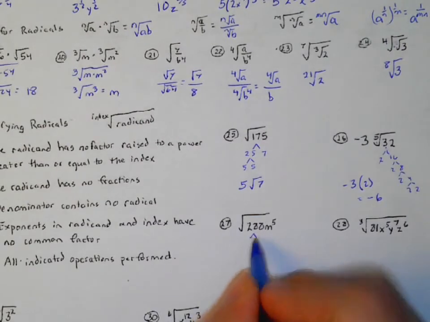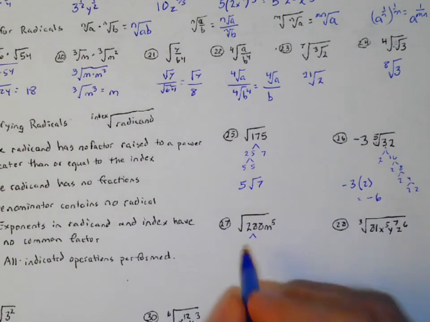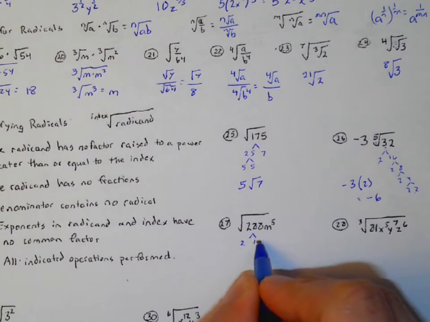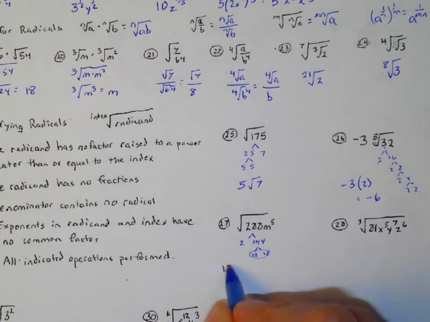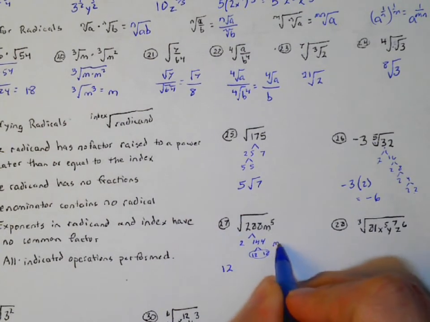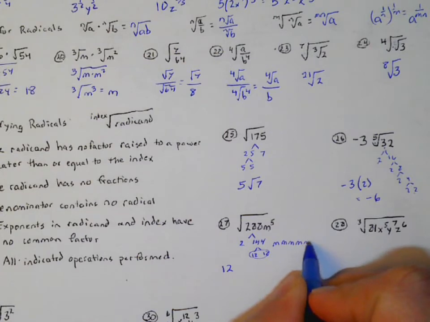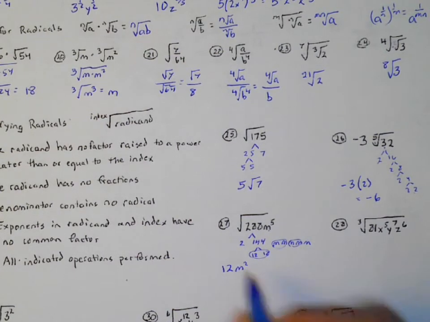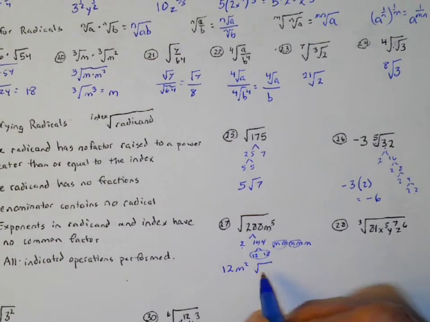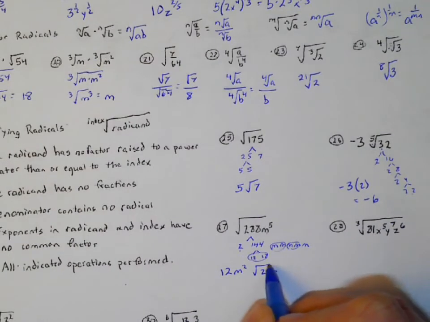Okay, 288 is 2 times 144. 144 is 12 and 12. Okay, so I have that pair that I need for square root, so it's 12. Think about the m's. M to the fifth is this, so I have 2 pairs, so it'll be m squared. And then inside there's a 2 and an m left over.